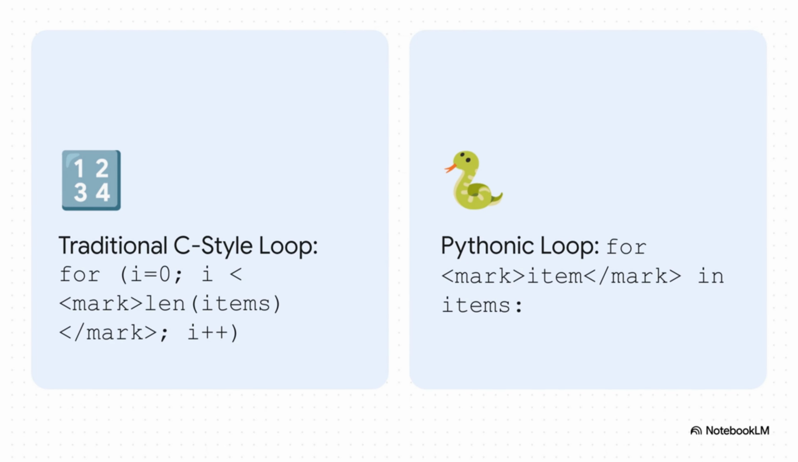In a lot of other languages, you have to manually create a counter, you have to increment it, you have to check it, and then you use that counter to grab the item. But Python? It just lets you work directly with the items themselves. I mean, look at the right side. For item in items. It practically reads like a sentence in English.